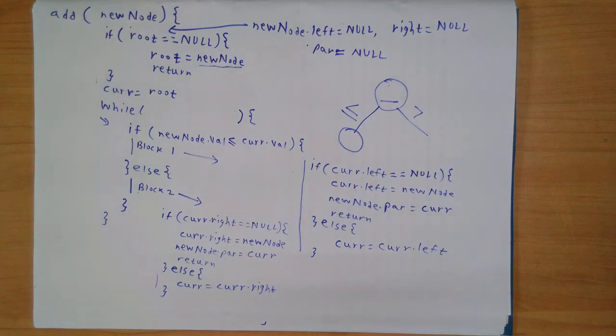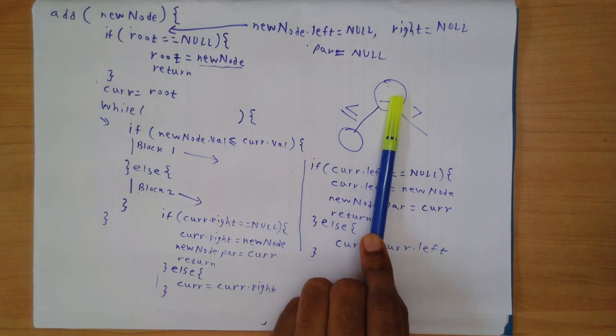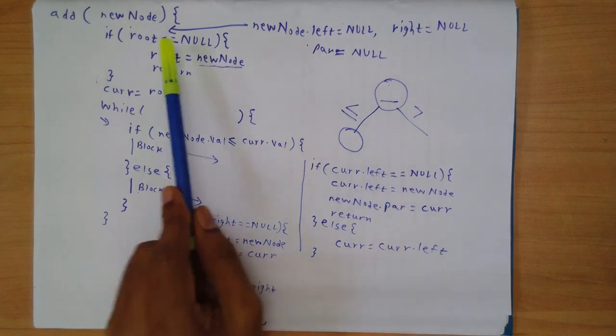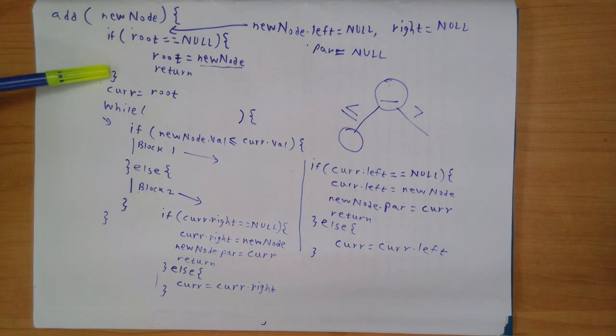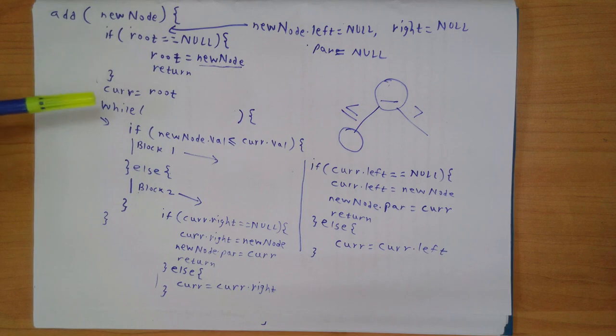Okay, so now think about the time complexity of this particular function. We start from the root, and in the best case there is no root, so we are able to make the new node the root. Otherwise we have to iterate through our tree.